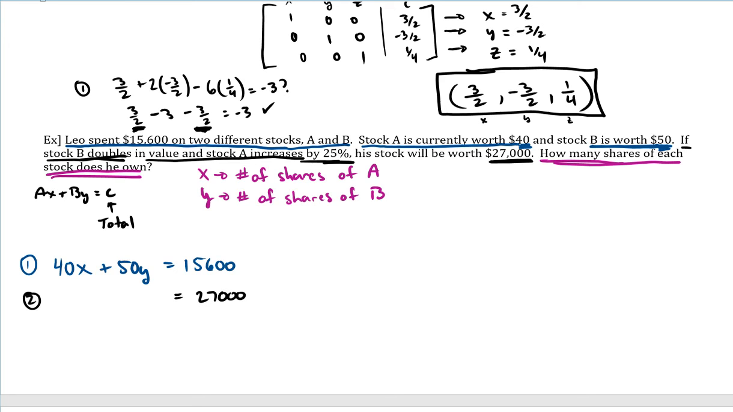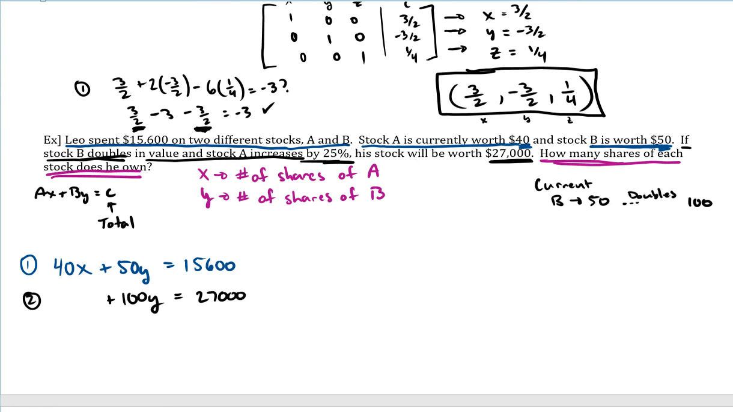So they said if stock B doubles, so stock B is currently $50. And notice, be careful of the order too. They started with B for some reason. So current B is 50. But if it doubles, then that would be 100. And remember B is attached to the y, so it looks like we should do plus 100y for this portion.